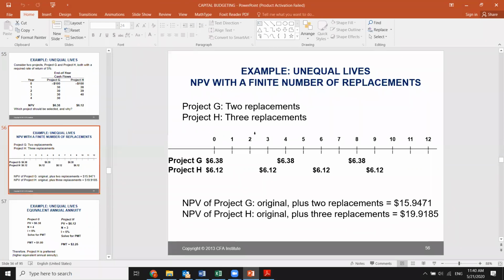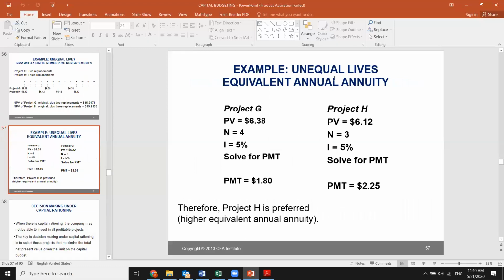Okay, this was using the LCM method, but let's use the equivalent annual annuity method. You can use the financial calculator to do it, and we can use Excel, but I'm going to apply Excel. If you have a financial calculator, you can apply the financial calculator, you're welcome.